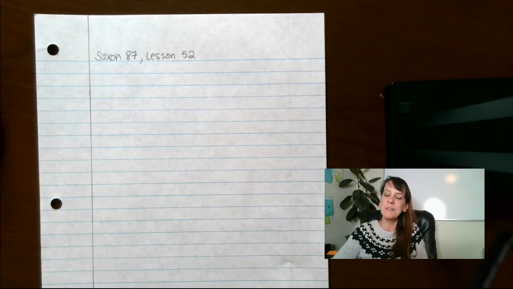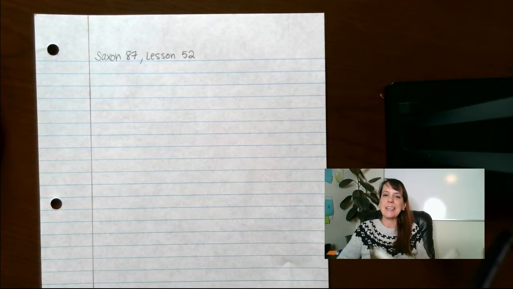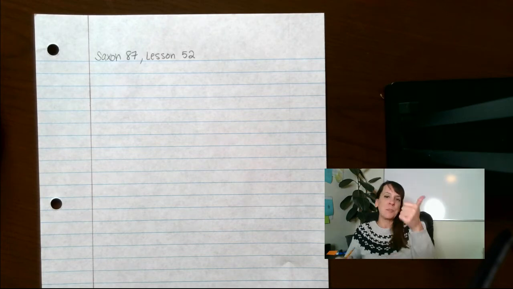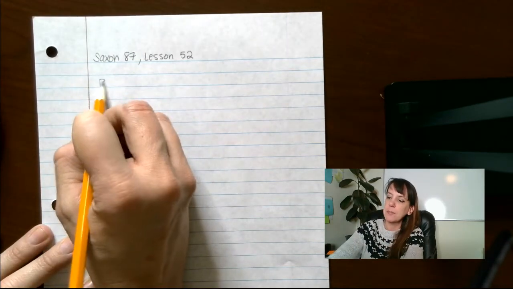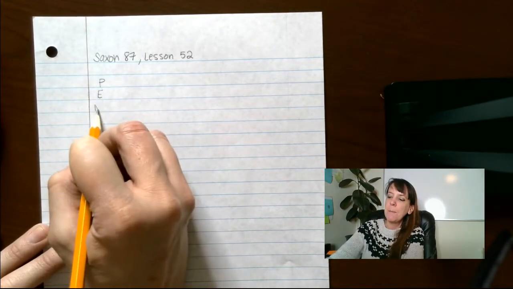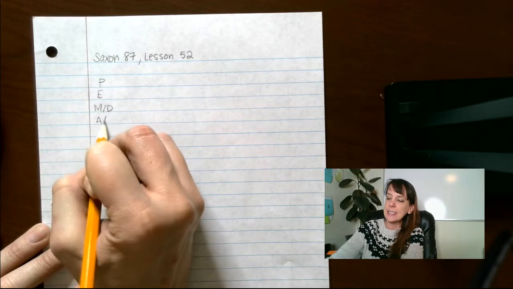We're talking lesson 52 today in the Saxon 8-7 book. Today we're going to be talking about order of operations, and you may have heard this in the past as "please excuse my dear Aunt Sally." That's a good guideline, but I want to actually talk about what those mean. Please excuse my dear Aunt Sally.